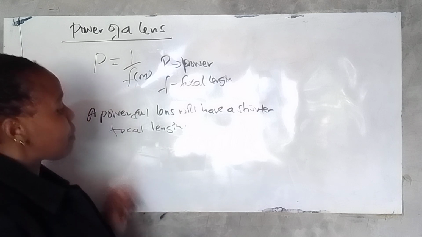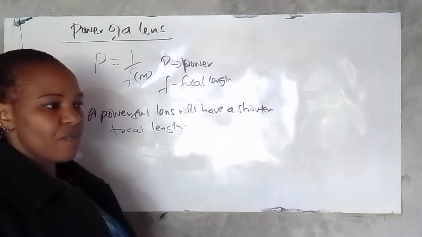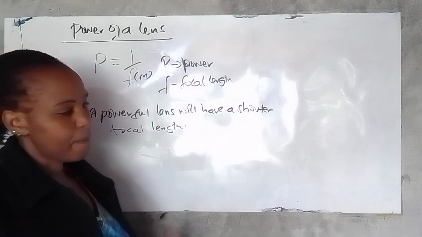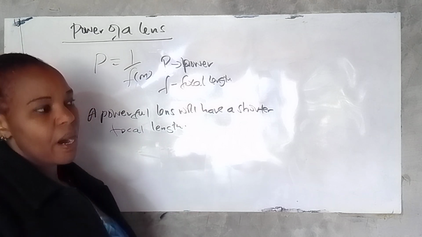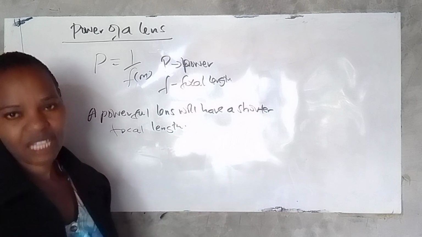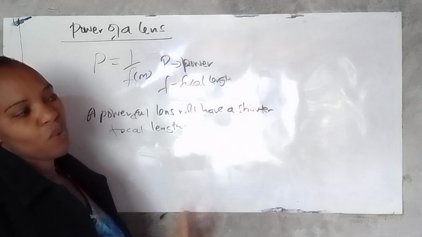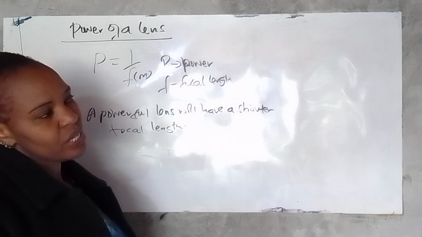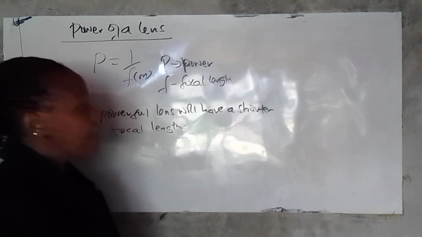Now you know about the power of a lens, and you know how to choose a more powerful lens from a less powerful lens. It is a measure of its focal length. The shorter the focal length, the more powerful, the stronger the lens. The longer the focal length, the weaker or less powerful your lens. That is very important in terms of power.